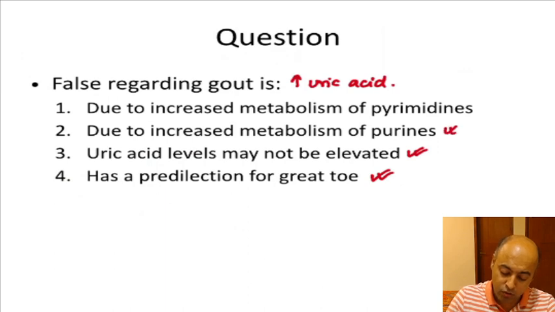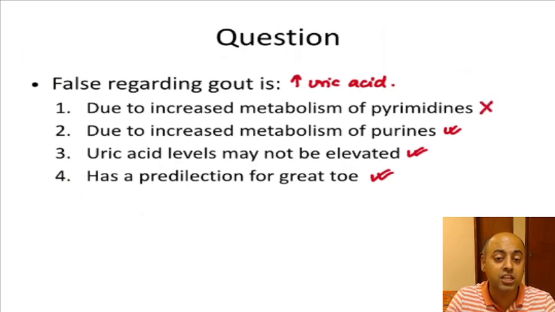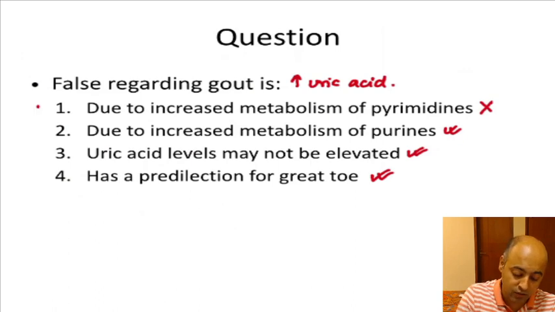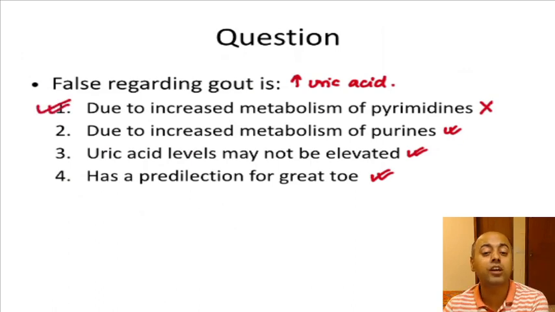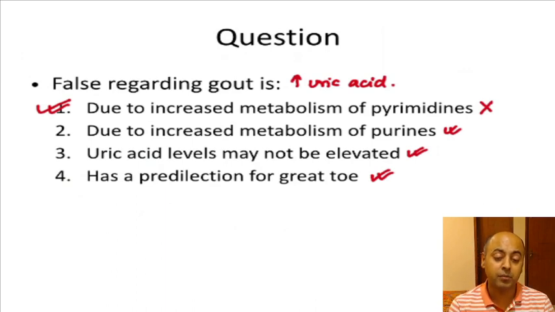Uric acid is coming due to increase in metabolism of the purine. This is also correct. The uric acid is not related to the pyrimidines. If the pyrimidine metabolism increases, there will be no change in the uric acid levels. So it is not due to increased metabolism of pyrimidine, it is due to increased metabolism of the purine. Please keep in mind, it is due to purine and not pyrimidine.